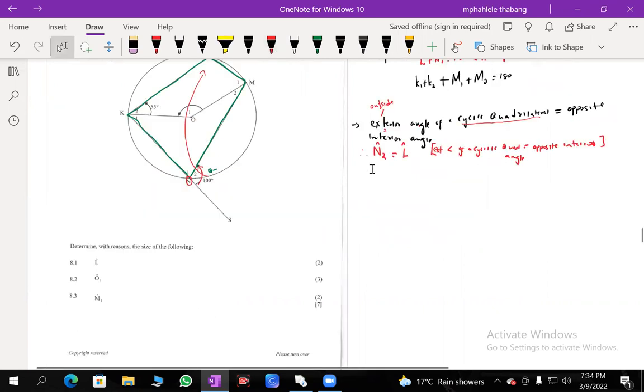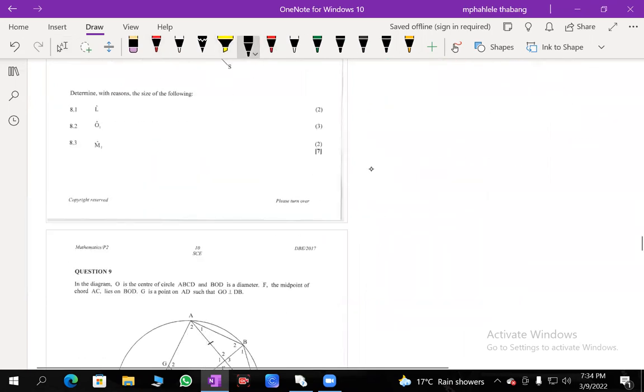So let me just create my cyclic quad alone, again, somewhere here.